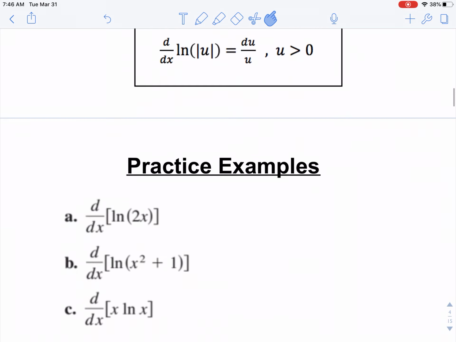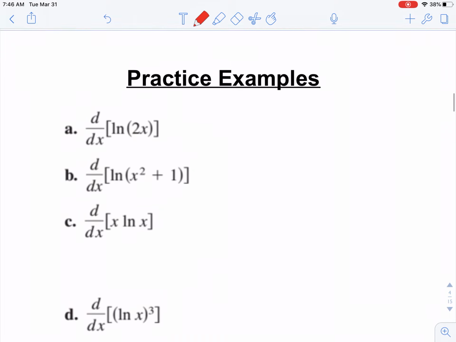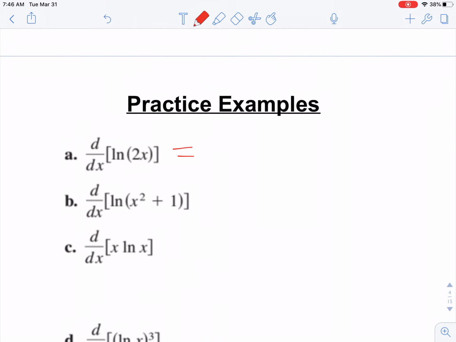Okay? So let's try a couple examples here. We're going to do this slide. Examples A, B, C, and D. So the derivative of a natural log of 2x is equal to du over u. So if u is this 2x thing, then du, aka the derivative of 2x, is just 2, divided by u. You just leave it alone. So 2 over 2x, which you could simplify into 1 over x. Okay, that's it. It's du over u.